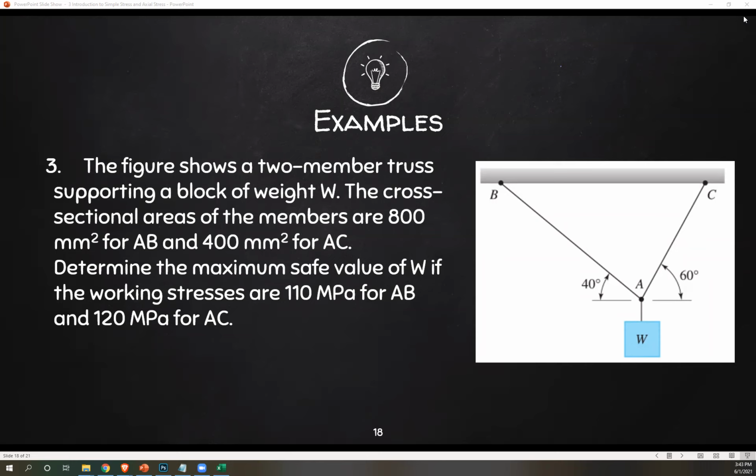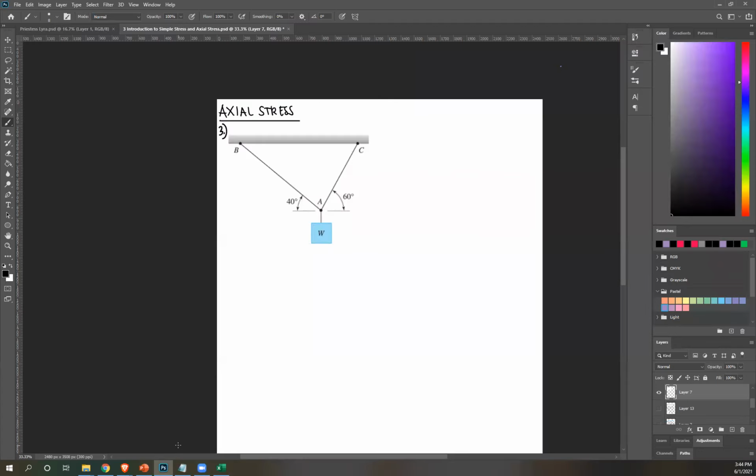Okay, so previously we've solved for stresses. Now we're solving for maximum force allowable based on the given allowable stresses or working stresses. So the solution to this is a bit different from what we solved so far. First step, write out your given. Cross-sectional area 800 and 400, and then working stresses 110 and 120. So let's write that down.